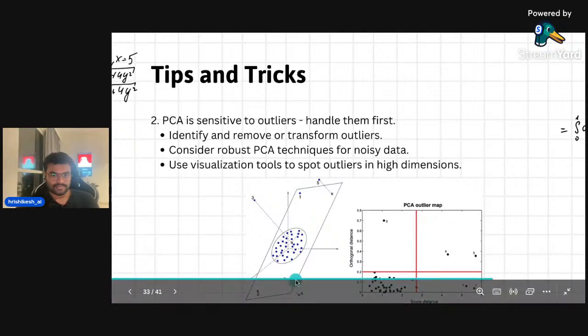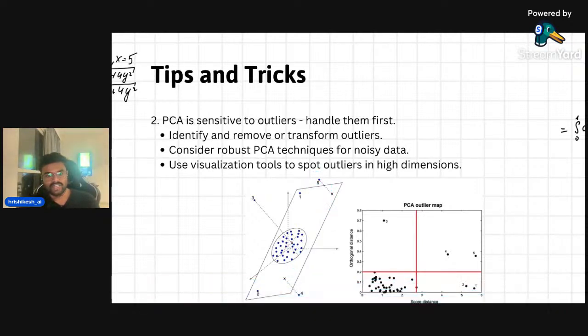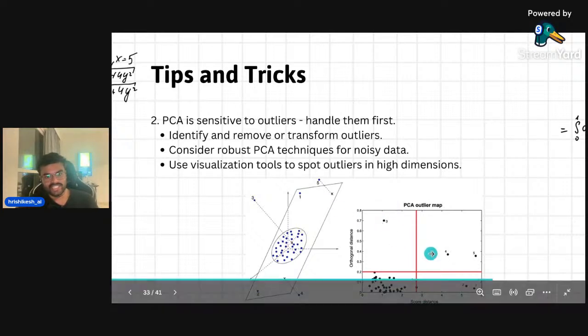Here you can see, if I take this plane, which is a three-dimensional plane, there are a lot of points here, but a few points are very much above the plane or below the plane, not exactly where they should be. And when we convert it into orthogonal distance and score distance, we can identify those points that PCA maps there. So that's the major part here.